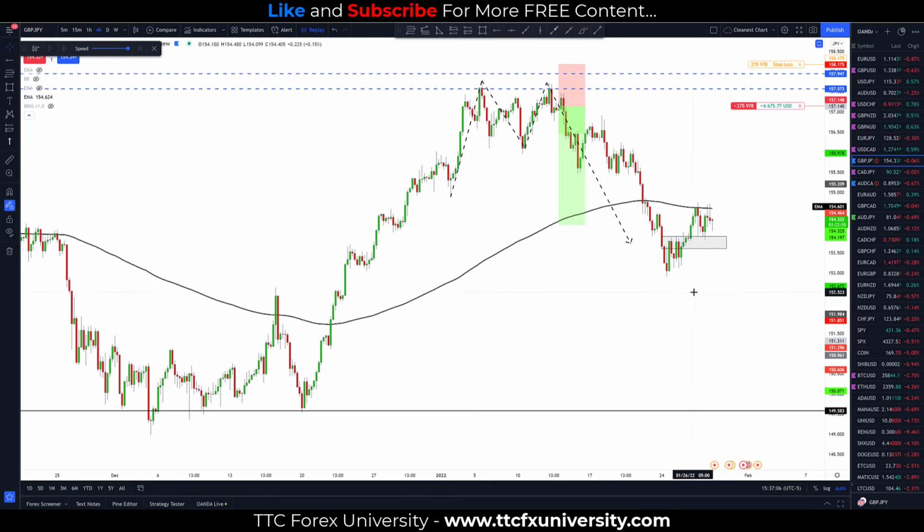Okay, so here we are on my live pound yen trade, and I'm really hoping to see price continue lower, hopefully down into these lows. But right now, not looking so good. Coming up here, pressing against the 200 EMA.